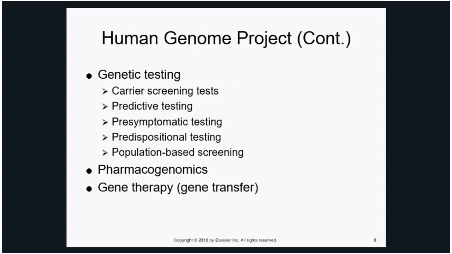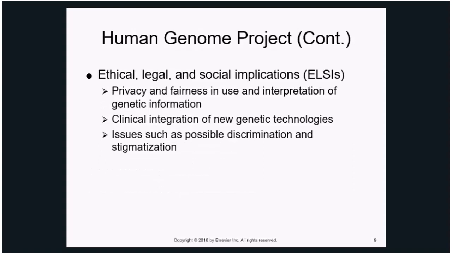Genetic testing includes carrier screening tests, predictive testing, pre-symptomatic testing, predispositional testing, and population-based screenings, pharmacogenomics, and gene therapy or gene transfer.